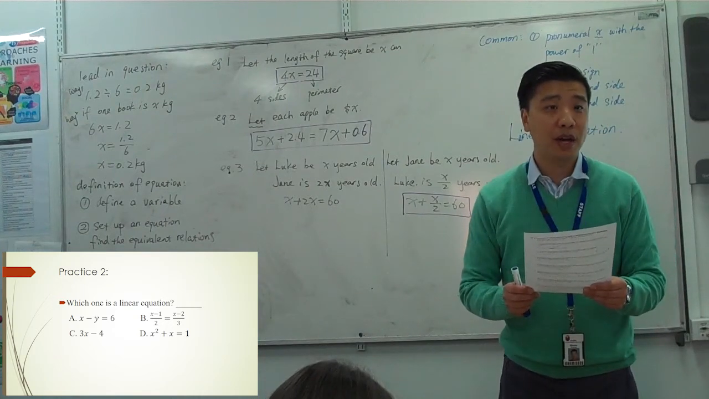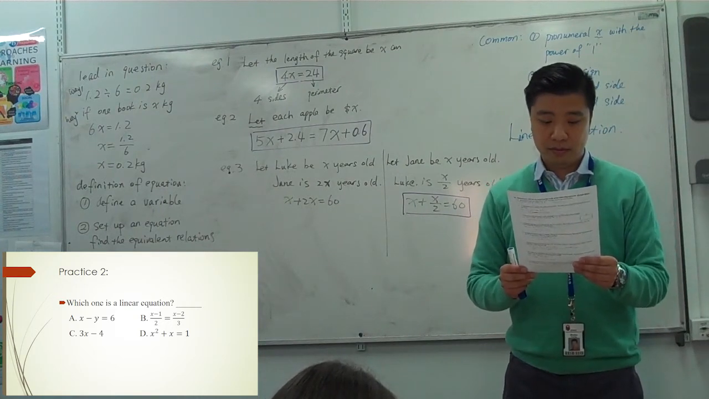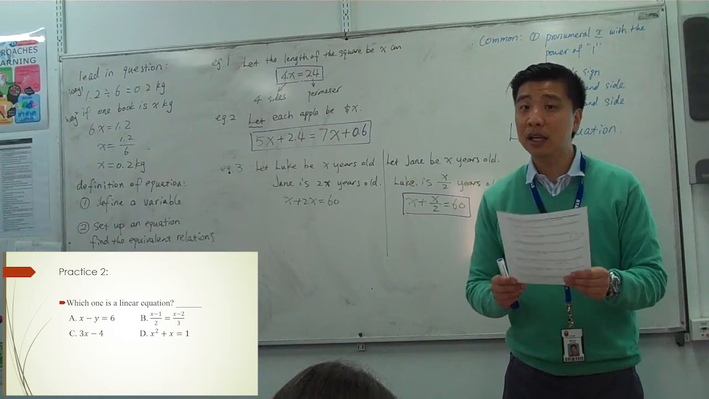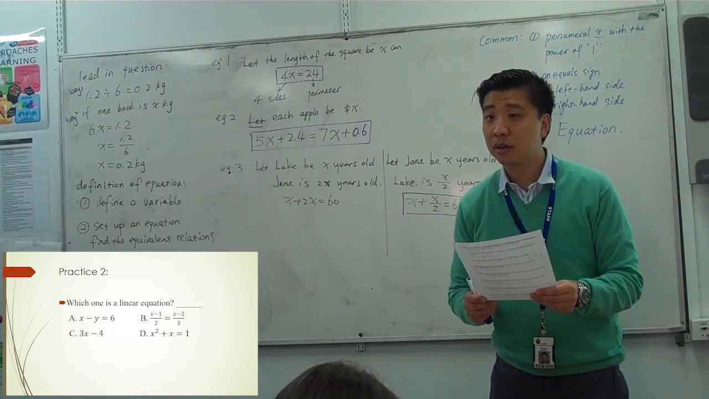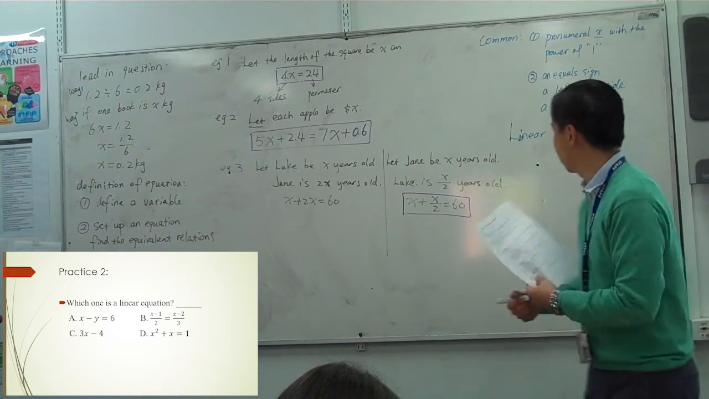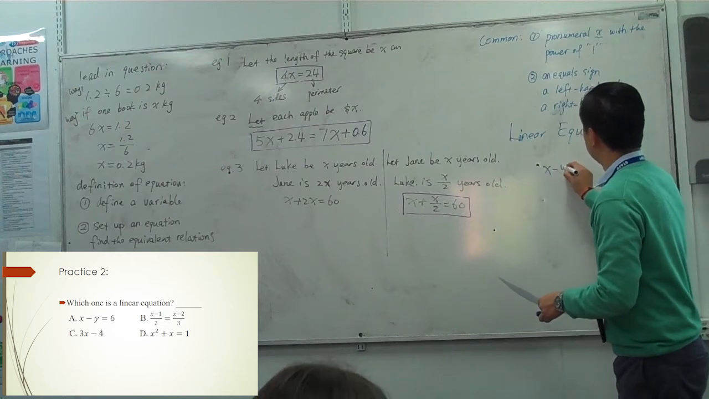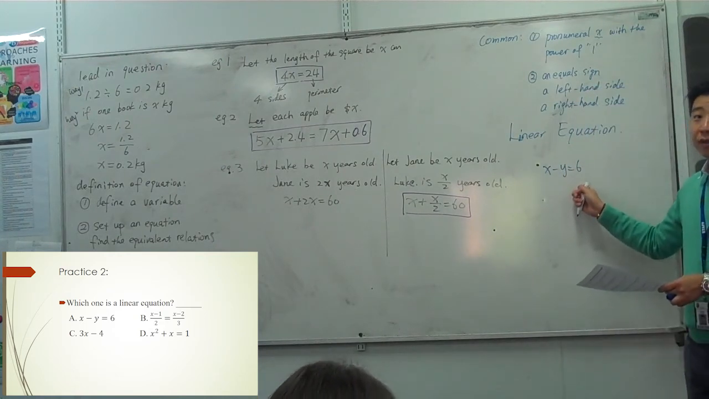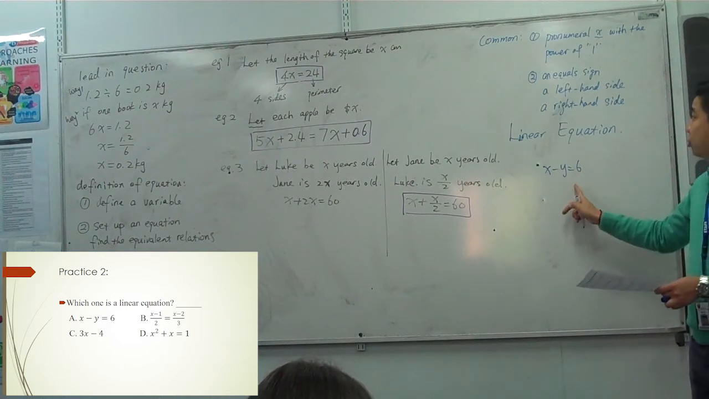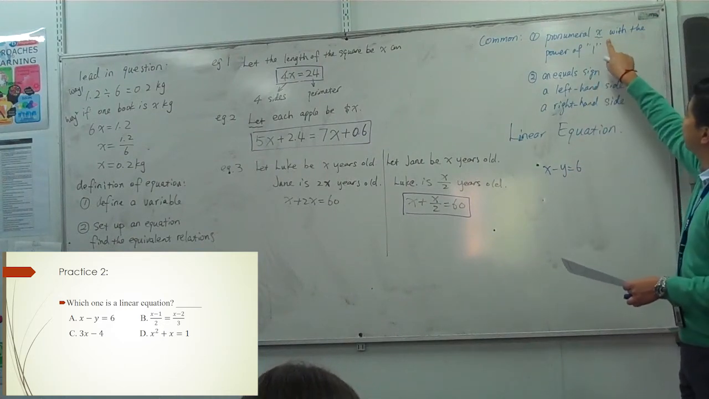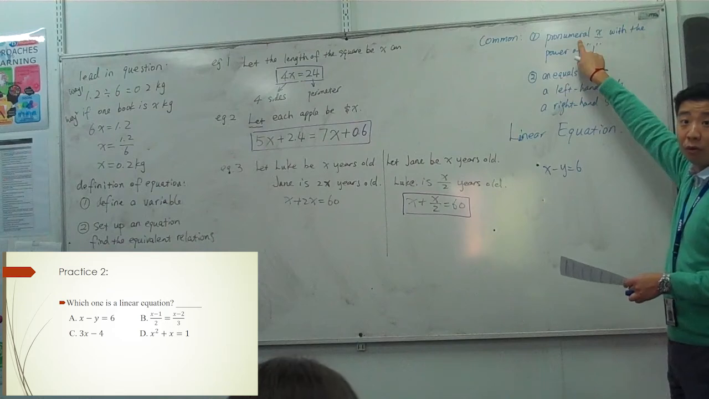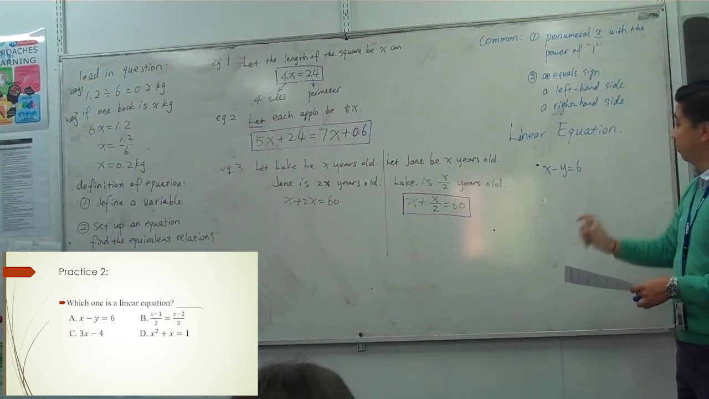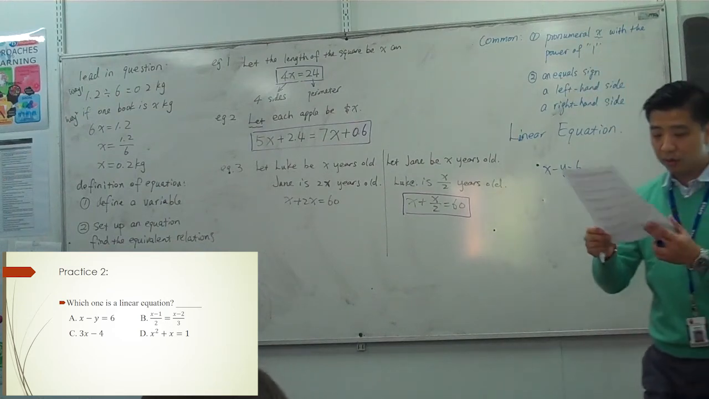Which one is linear equation? Is A a linear equation? x take away y equals 6. Is this linear equation? No. Why? You have two pronumerals. We need one pronumeral. Pronumeral, not plural form. Okay? One pronumeral. Good. How about B?